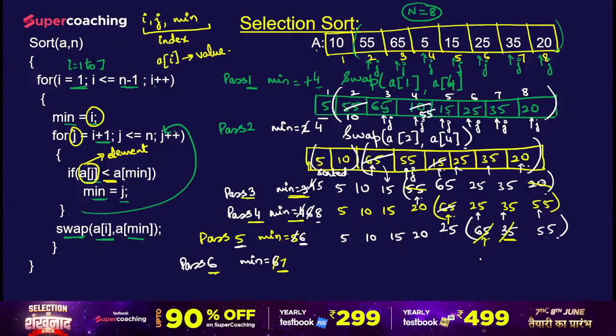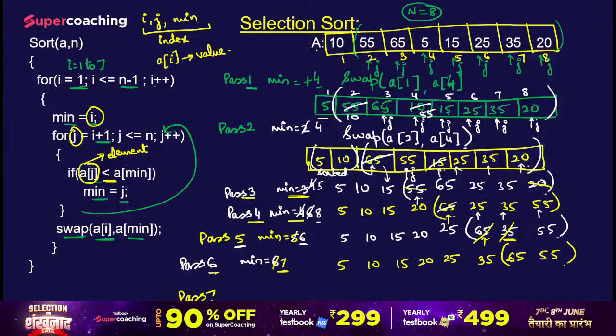So here we'll get 35 and 65. These two elements are swapped. Remaining everything is coming as it is: 5, 10, 15, 20 and 25. By the end of pass 6, the first 6 elements are sorted. We have to go to the next pass to sort the remaining elements.